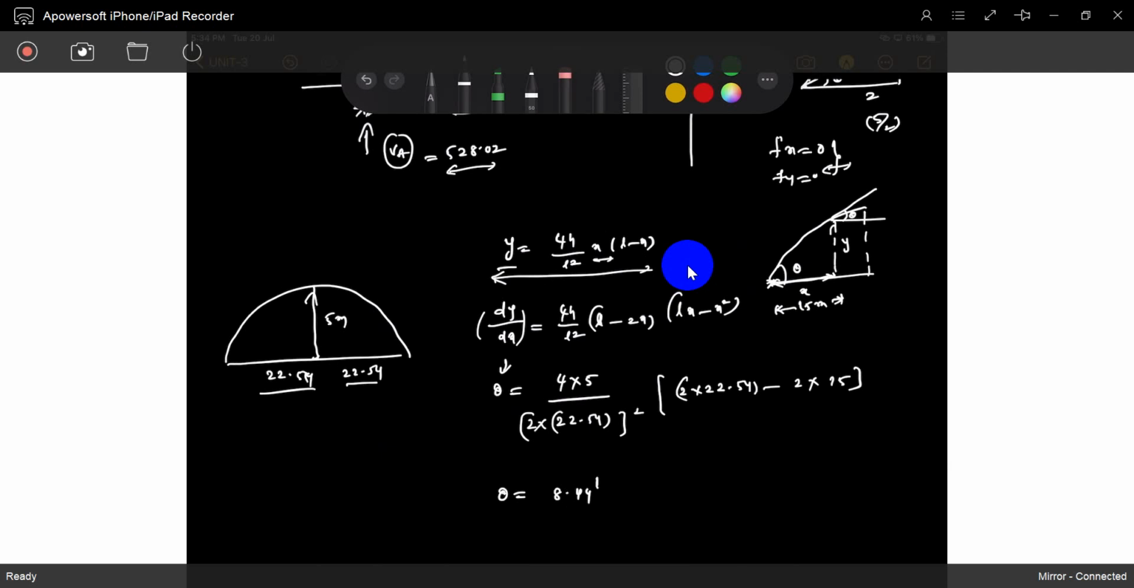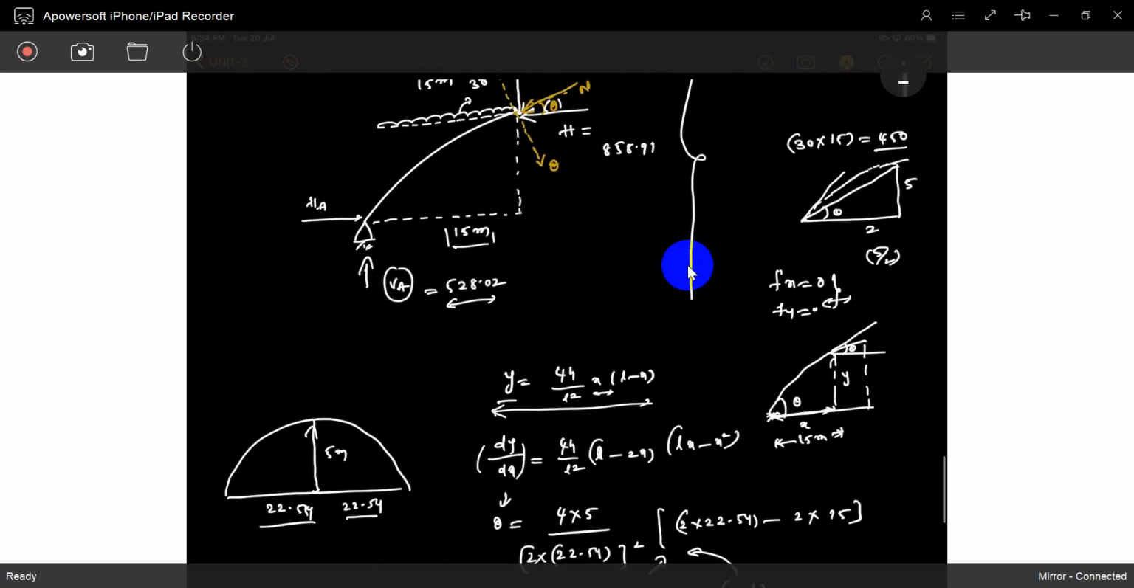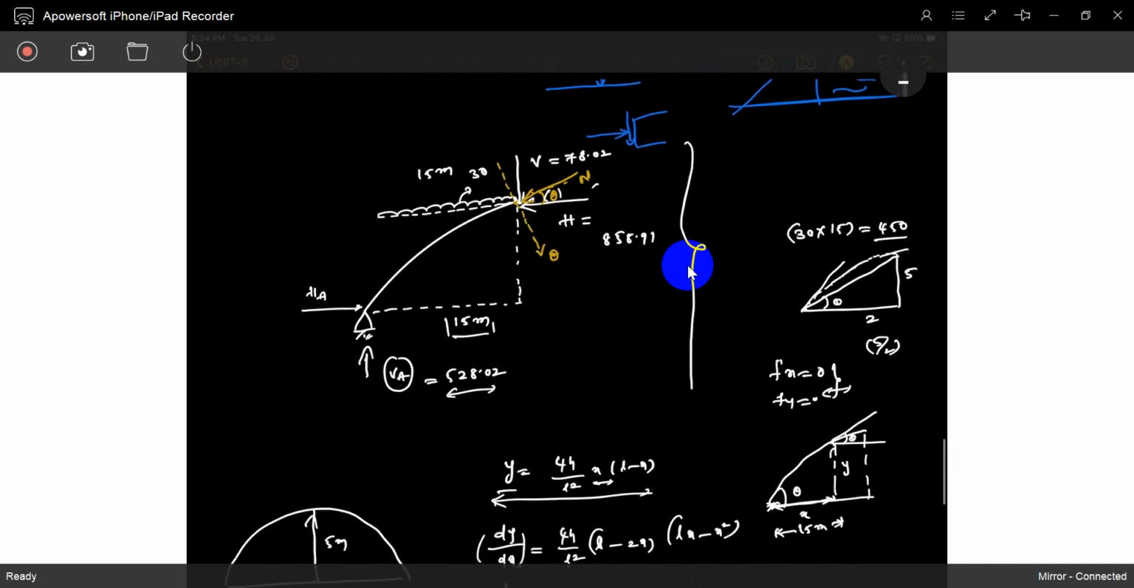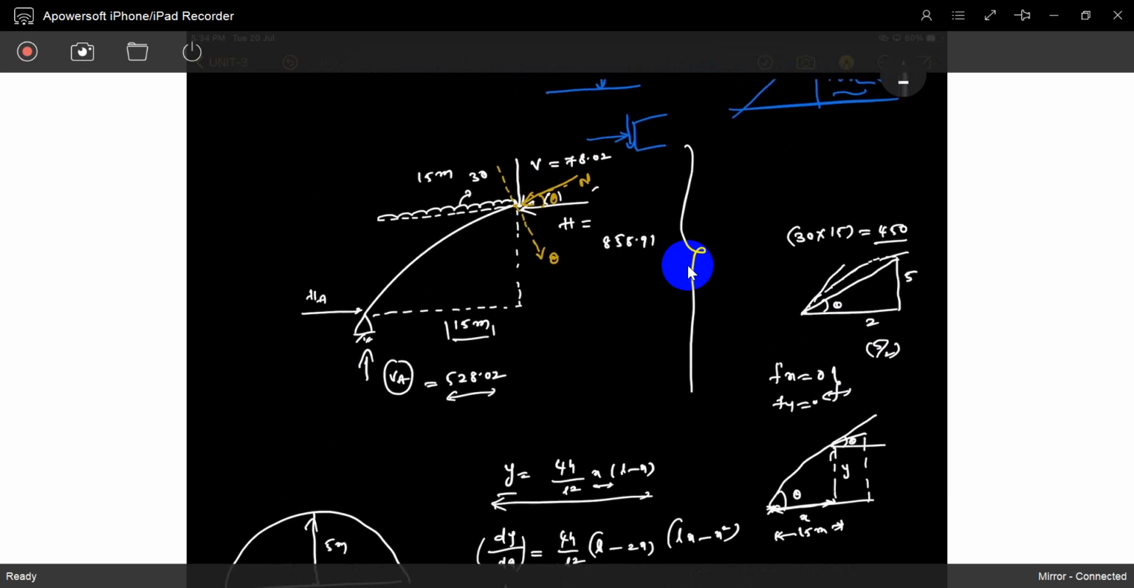Maybe from this equation you will get radians, so you have to change the radians into degrees. You have an idea how to change radians into degrees. That is theta. Once you got theta, it's over. Once you got theta, you can easily find out N, the normal thrust. You can easily observe it: H into, what is N?